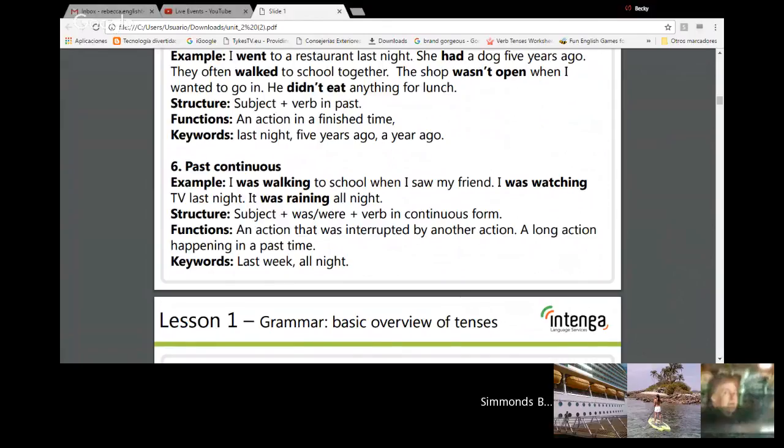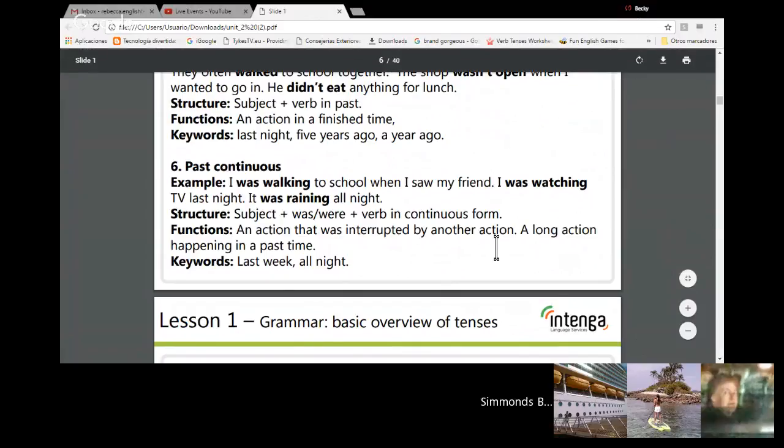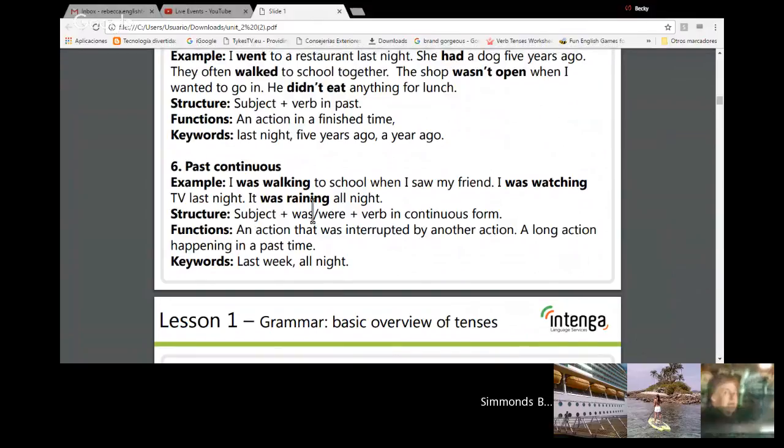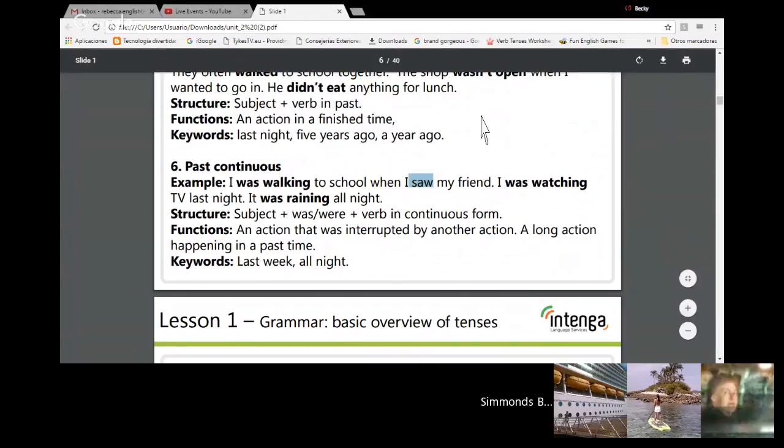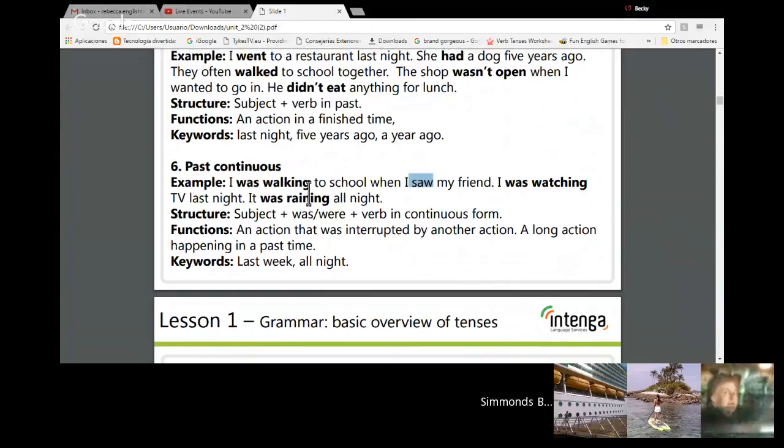Okay, great. So again, in this case, it's a little bit different. This is in a specific moment, but a duration of time, okay? So I was walking to school when I saw my friend. In this case, we have two actions. We're walking, that's the longer action. And I saw my friend. To see someone only takes a moment. And so that's why saw is in the past simple, for a shorter period of time, and walking is in the continuous tense, which is the longer action in this sentence.